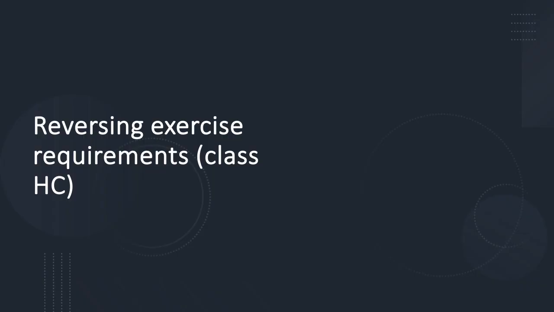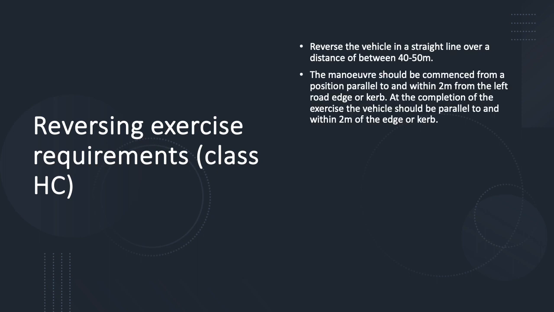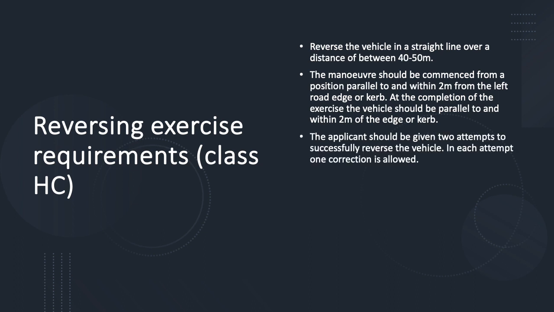Reversing exercise requirements for Class HC. Reverse the vehicle in a straight line over a distance of 40 to 50 meters. The maneuver should be commenced from a position parallel to and within 2 meters from the left road edge or curb. At the completion of the exercise, the vehicle should be parallel to and within 2 meters of the edge or curb. The applicant should be given 2 attempts to successfully reverse the vehicle. In each attempt, 1 correction is allowed.